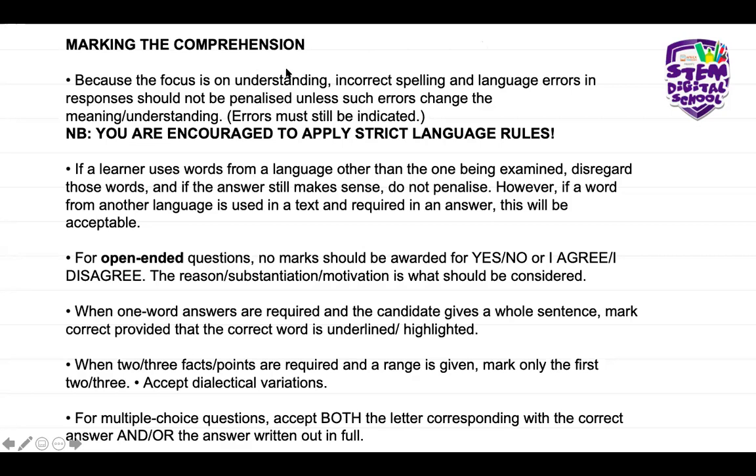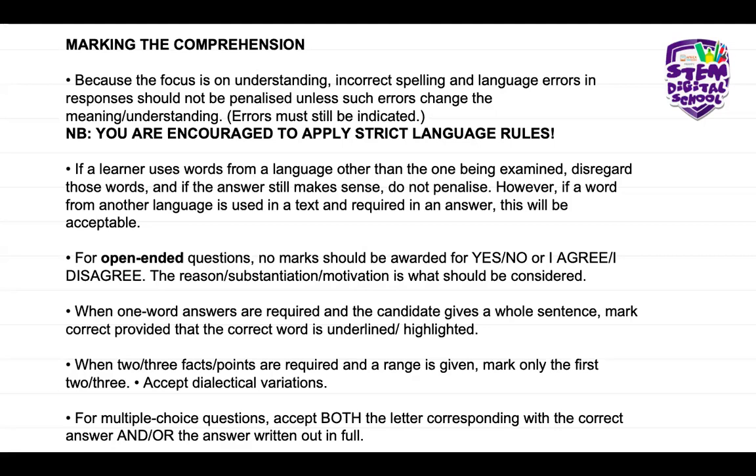Okay, but you're more than welcome to drop your questions as much as you can. And then for multiple choice questions, accept both the letter corresponding with the correct answer and or the answer written out in full. It doesn't really matter as long as the correct answer is there, because some of you become really excited. Yeah, no, I know what the answer is. Okay.